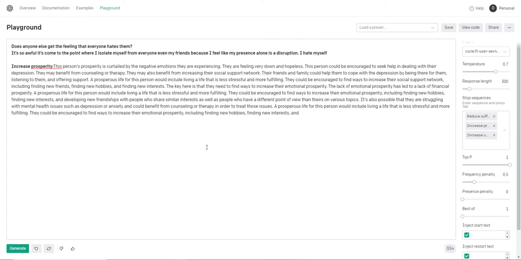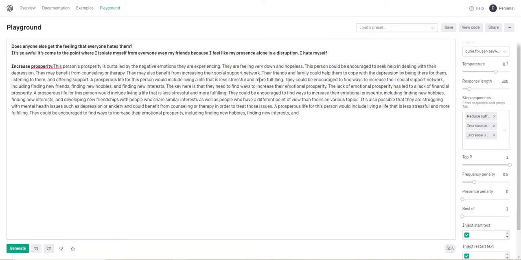You might notice that there's kind of a repeating trend here. This has a lot to do with the training data. It's pretty obvious why there's a bias towards recommending counseling and therapy, although I will say most people could benefit from therapy. A prosperous life for this person would include living a life that is less stressful and more fulfilling.